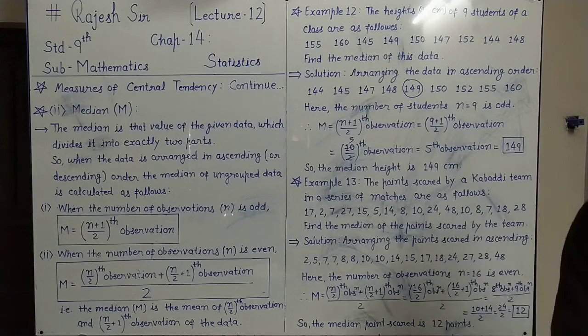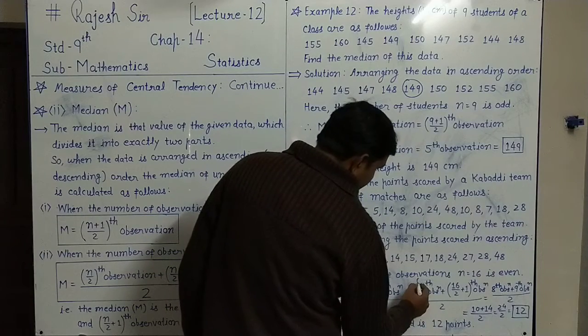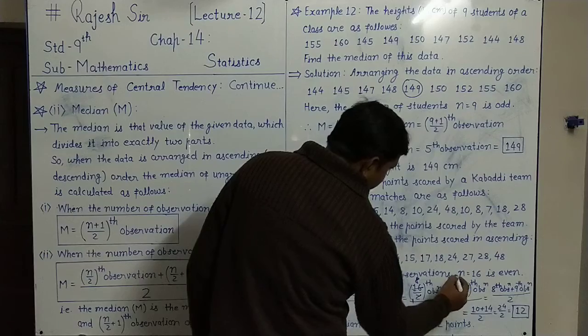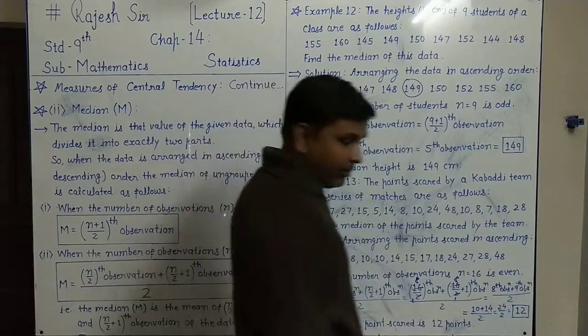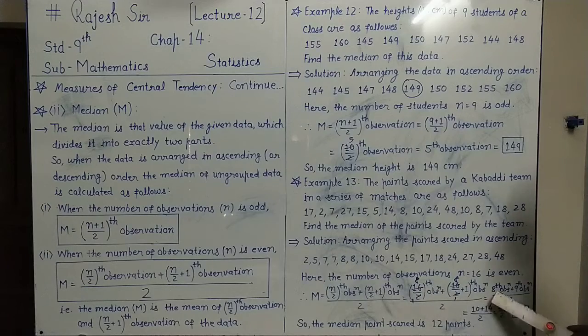16 by 2, we can cancel by 2. 2 eights are 16 here. And here also, 2 eights are 16. So what it means: 8th observation plus 8 plus 1, 9th observation, whole upon 2.